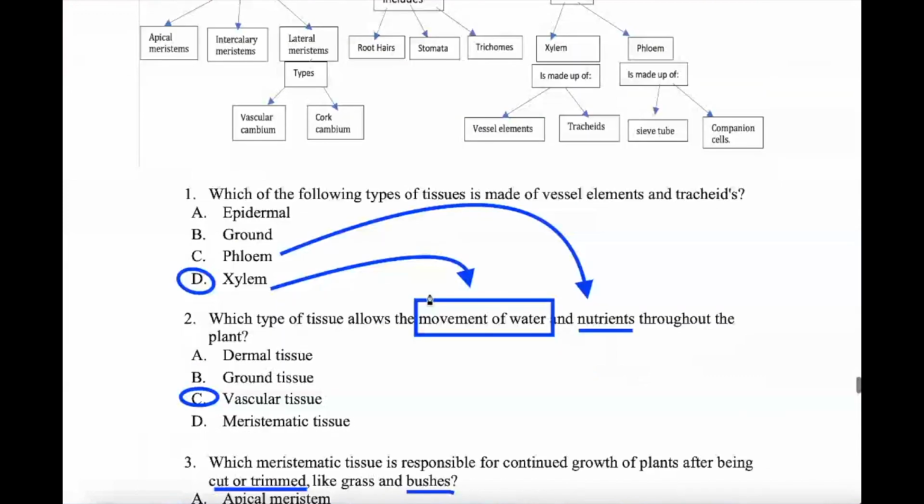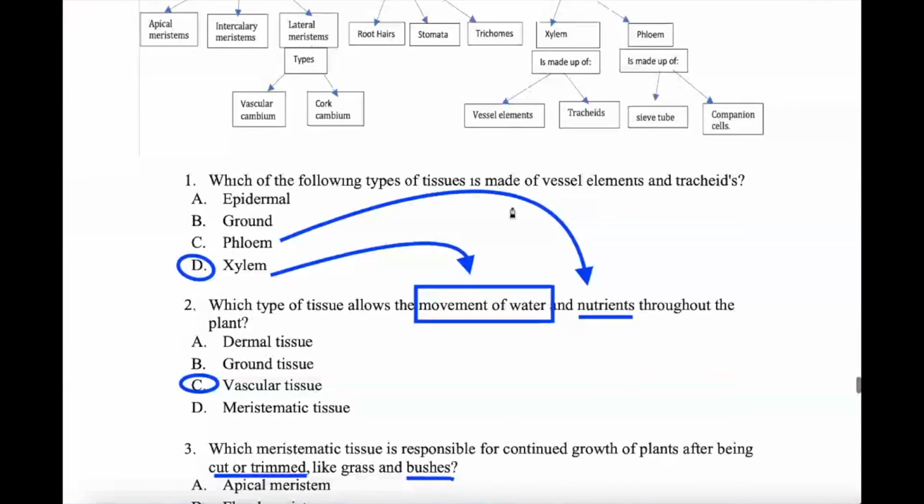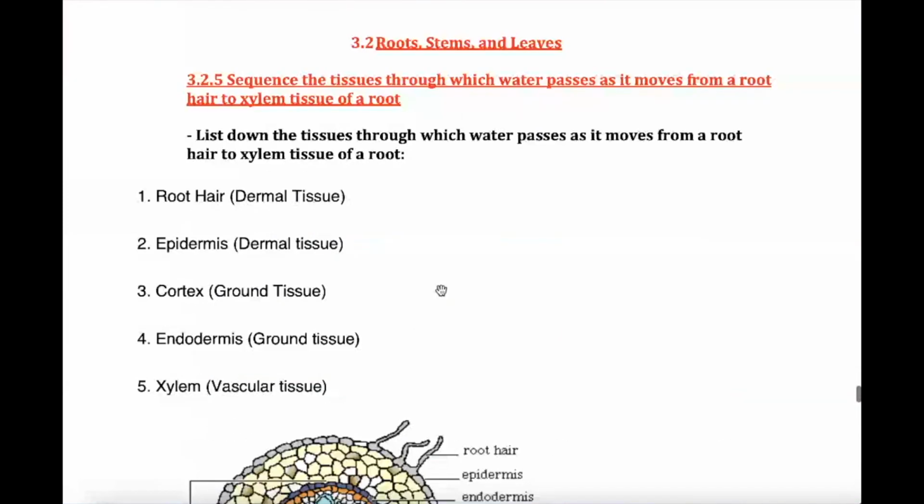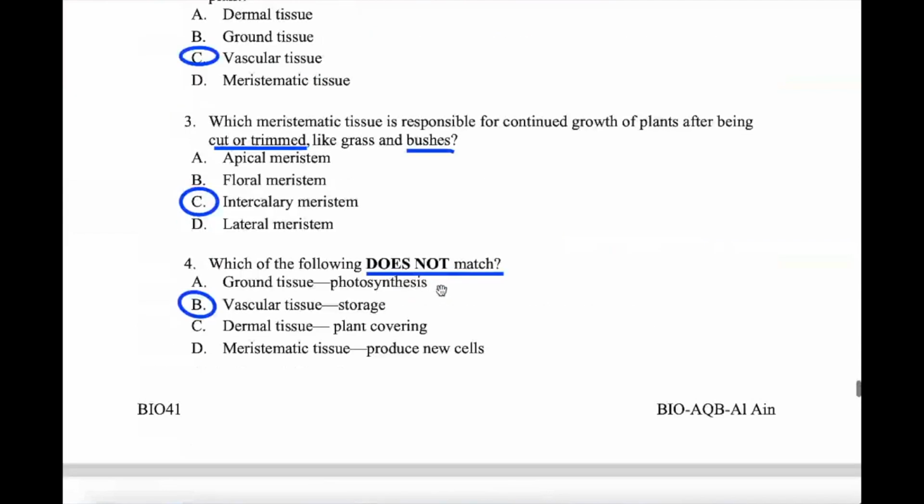Yes. Okay. And over here, the vascular tissue is responsible for the movement of water and the nutrients. But here it is written for the storage. That's why it is wrong.